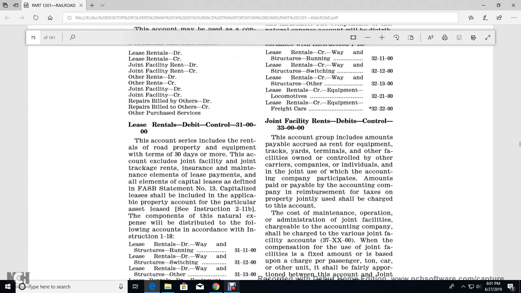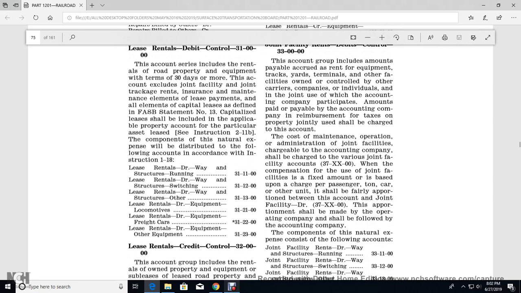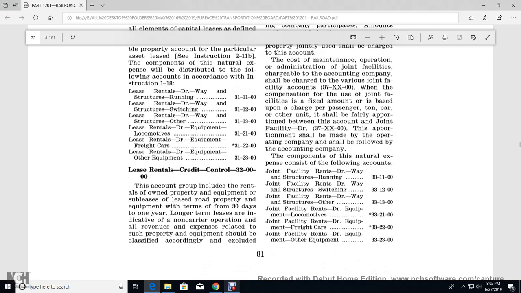The account includes the rent of the road property equipment over the terms of 30 days or more with the account with the exhibit, the joint facility, joint trackage, rent, the insurance, the bank with the elements for the lease payment, the elements for the capital lease, as defined in the FASB statement number 13. The lease shall include the application property with the account particular as of the lease, then see the instruction 2211B, the components for the nature of the expense distributed with the following accounts in accordance with the instructions 118: lease rental of the DR way, structural running, lease rental of the DR way with the structure, otherwise lease rental of the DR way, equipment, the lease rental of the DR equipment, the freight car, with the lease rental of the DR equipment, the other requirement, other equipment. Lease rental credit control 32.000.